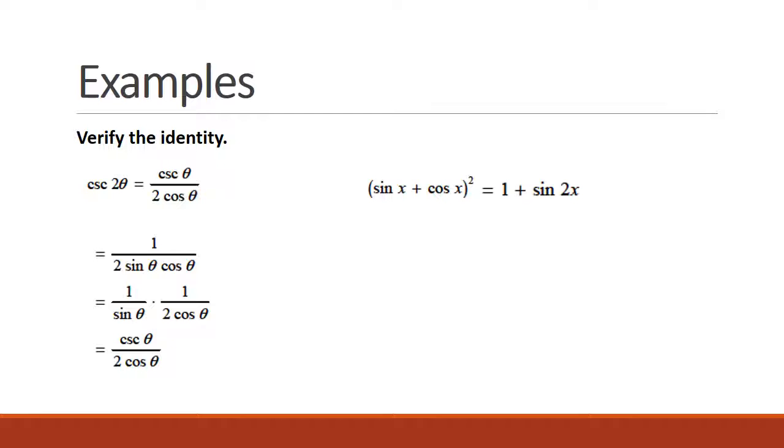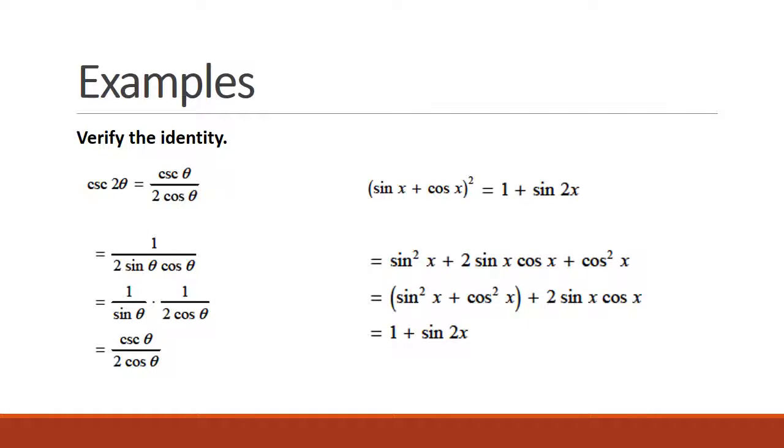Okay, cosecant theta over 2 cosine theta can be rewritten as 1 over 2 sine theta cosine theta, which can be split up into 1 over sine theta times 1 over 2 cosine theta. 1 over sine theta is cosecant, so cosecant over 2 cosine. And our other one, we can multiply out the left-hand side using FOIL. Then we can gather together the sine squared plus cosine squared, which equals 1. And then we also have the identity that 2 sine x cosine x is the same as sine of 2x.